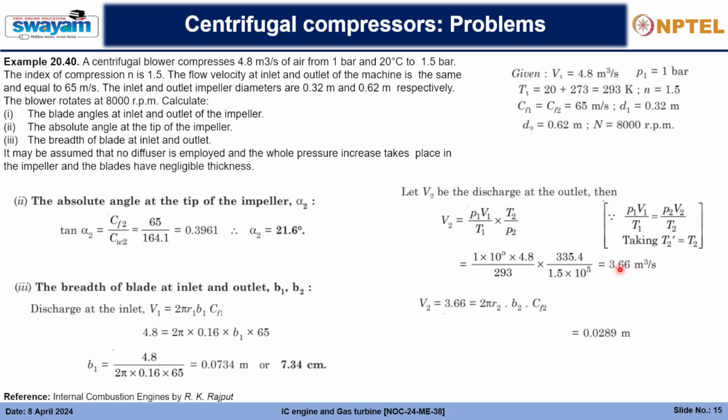So you see 3.66 meter cube per second is not the same as the 4.8 at the inlet. So we cannot directly use this formula at the outlet. If we had been given densities and a mass flow, then we would have been able to calculate. But now, since we know V2, we can compute it with pi D2 by V2 and so on. So we first calculate the volume at the discharge by this formula, and after that we equate it, and we'll get the value of 0.0289 meter.